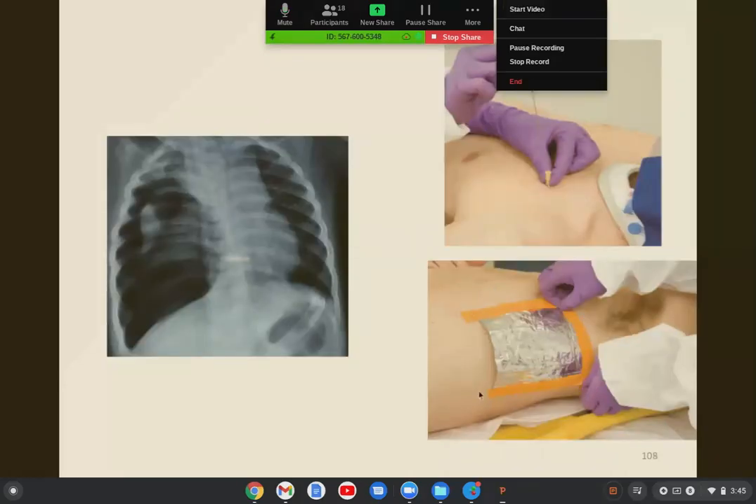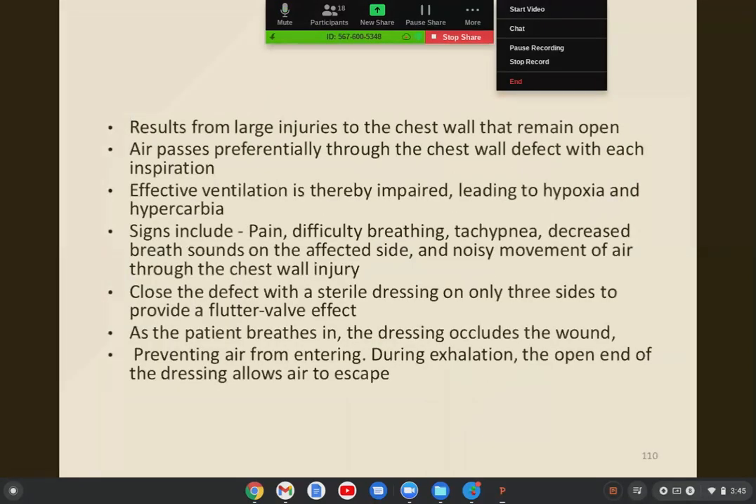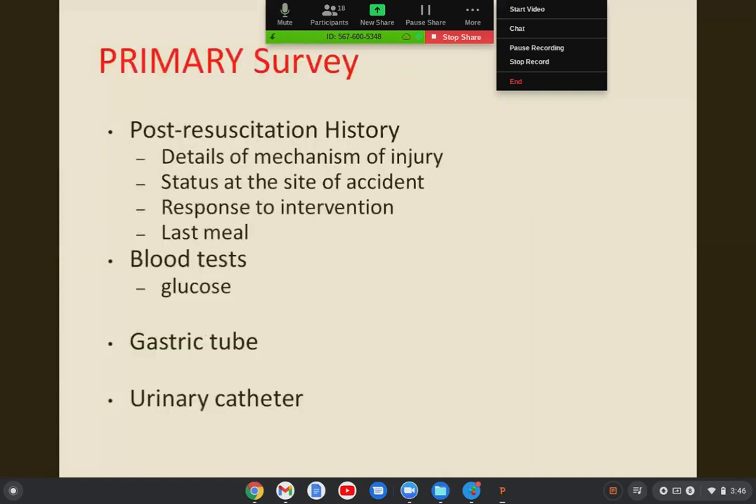When the child inspires, the open side will be sucked in. And when they expire, this works as a valve, and it acts as an exhalation valve with a flutter valve effect. So during exhalation, this open end is actually helping the air to escape. Until you put a definitive management in place, this saves the life of a person.